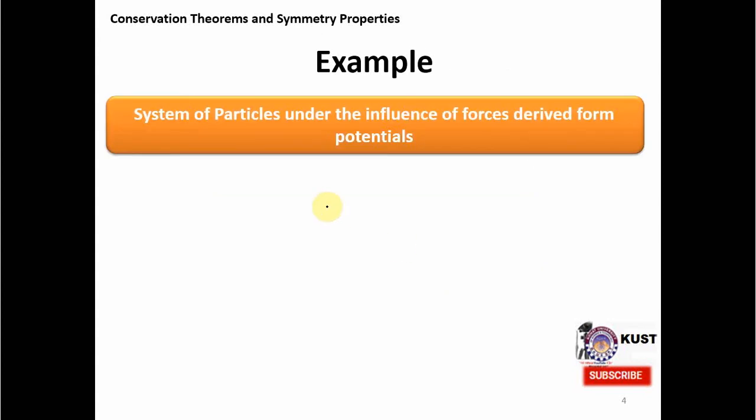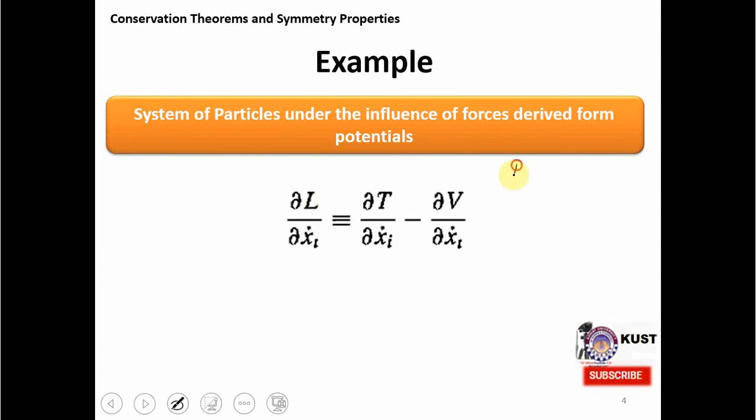So think of a system of particles under the influence of forces derived from a potential. A simple illustration of this example would be a particle falling under gravity. Gravity is a force which can be derived from the potential, and that particle, let's say some projectile, is that system. And for that system, we can have the Lagrangian, which by definition is equal to T minus V.